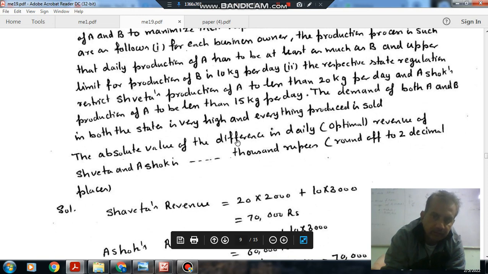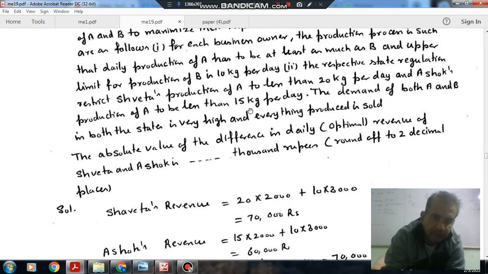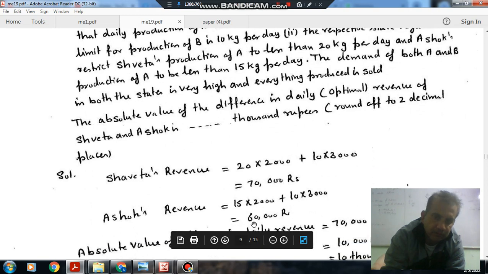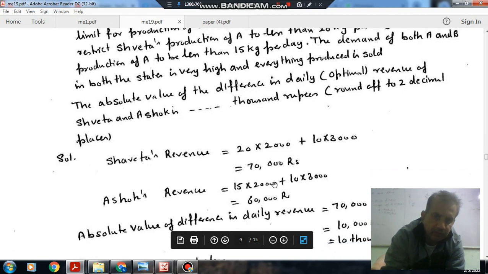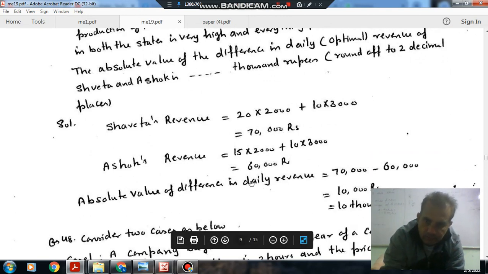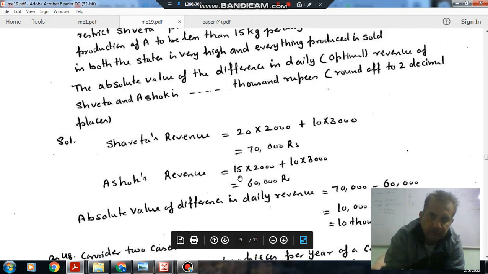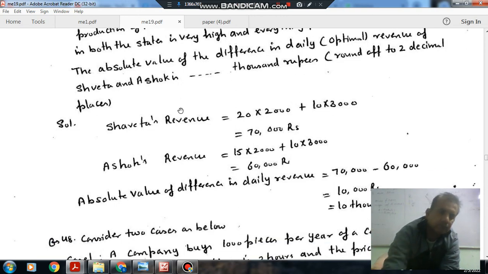Now for Ashok's production, the maximum production of A is 15, and for B the maximum production is 10. For Ashok it is 15 into 2000 plus 10 into 3000, that is 60,000. So the difference in revenue is the difference of these two, 70,000 minus 60,000. So the answer is 10,000 rupees, that is 10 thousand.